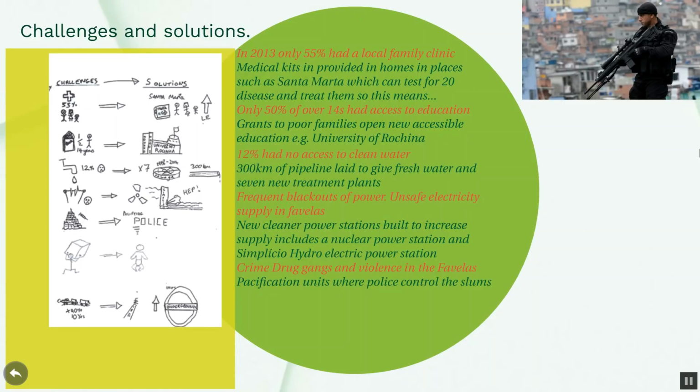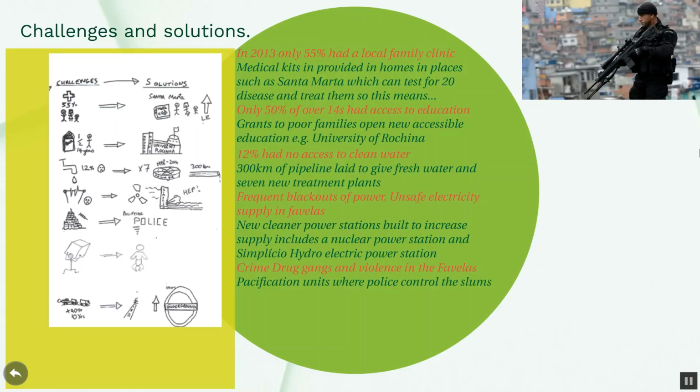So only 12% of people had no access to clean water. And to try and solve this problem, up to 300 kilometers of pipelines have been laid to try and give fresh water. 7 new treatment plants have been installed to try and make the water pure, giving people access to clean water. The electricity supply, there's frequent blackouts in Rio due to lack of electricity. So the whole electrical supply infrastructure isn't really adequate and satisfactory. So lots of things are being done here. I think this is quite a nice, easy one to remember.